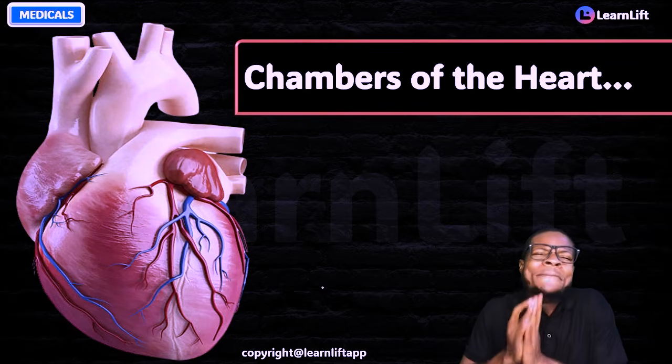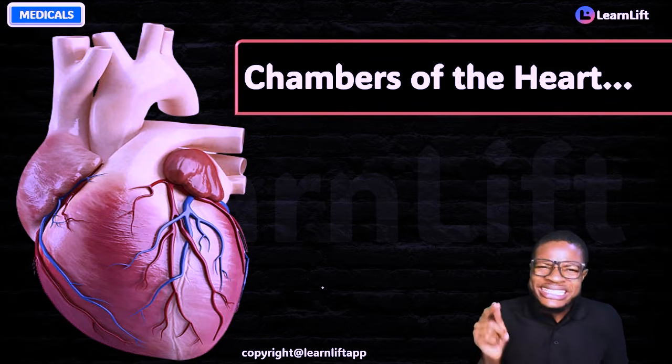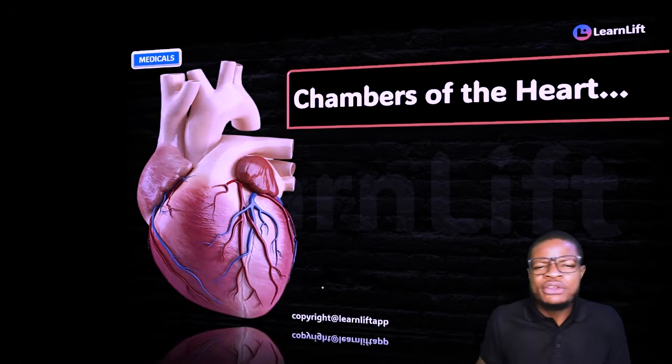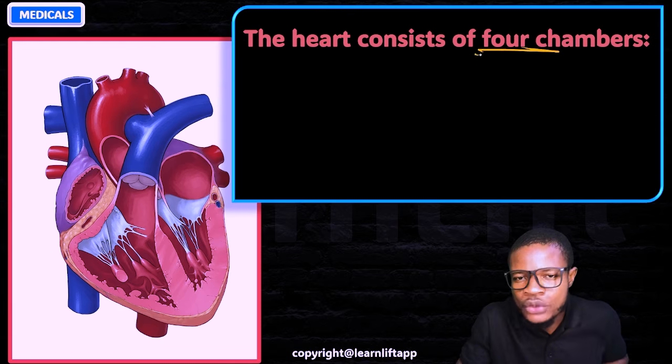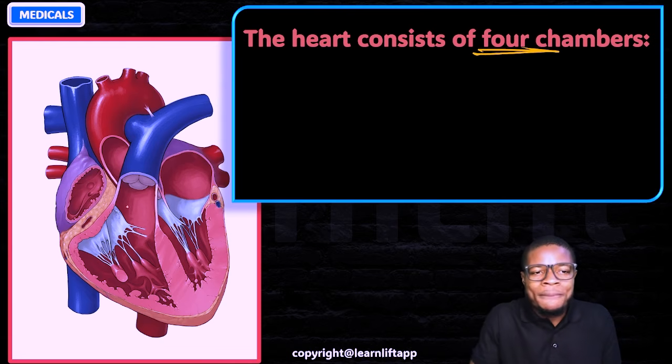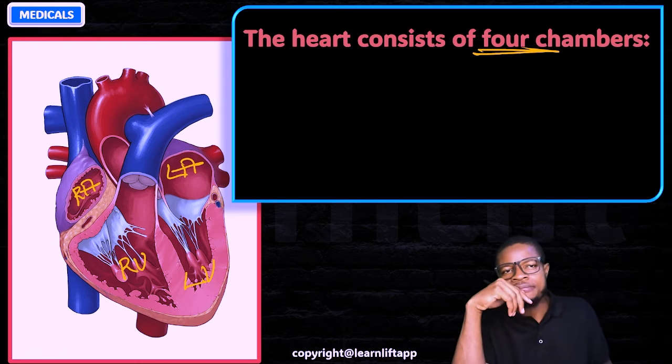What are the chambers of the heart? If they ask you, how many chambers does the heart have? The heart consists of 4 chambers. Number 1 is the right atrium. Here is the right ventricle. Here is the left atrium. And here is the left ventricle. So these are the 4 chambers of the heart.